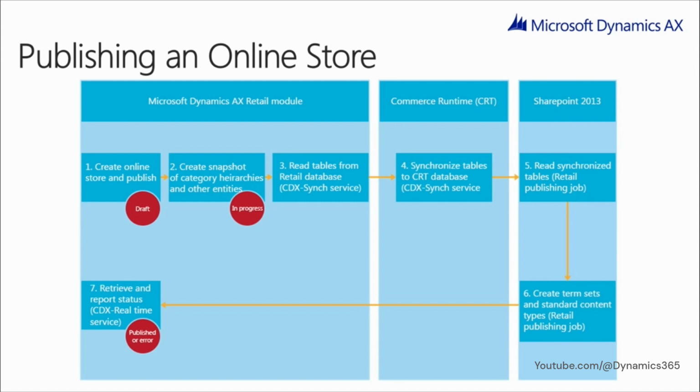This data will be picked up by the retail publishing job, and it creates the term sets and standard content types in SharePoint. Once the standard content types get created in SharePoint through this retail publishing job, the commerce data exchange real time service retrieves the status of the retail publishing job action and publishes that status in Microsoft Dynamics AX. The status shows either published or failed.